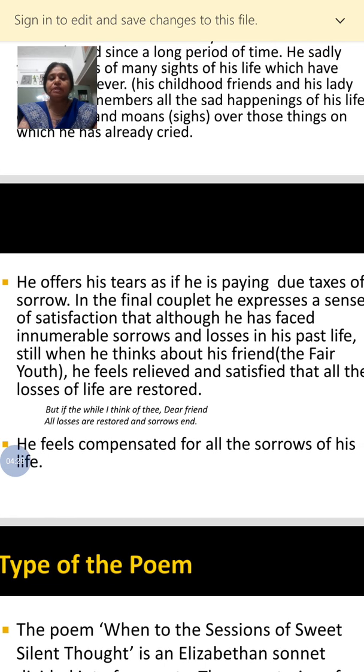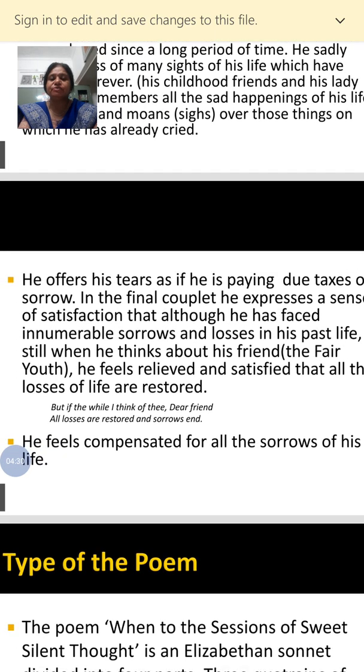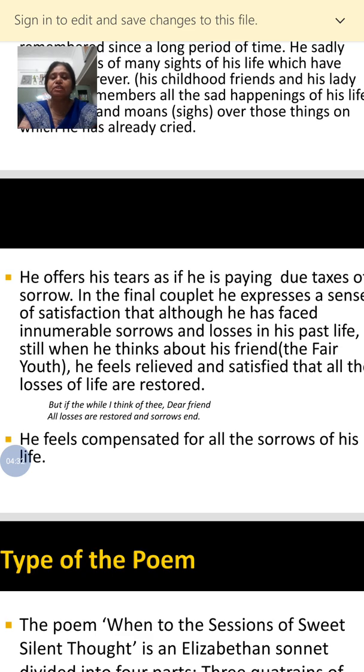In the final couplet, he expresses a sense of satisfaction that although he has faced innumerable sorrows and losses in his past life, still, when he thinks about his friend, the fair youth, he feels relieved and satisfied that all the losses of his life are restored. But if the while I think of thee, dear friend, all losses are restored and sorrows end. He feels compensated for all the sorrows of his life.